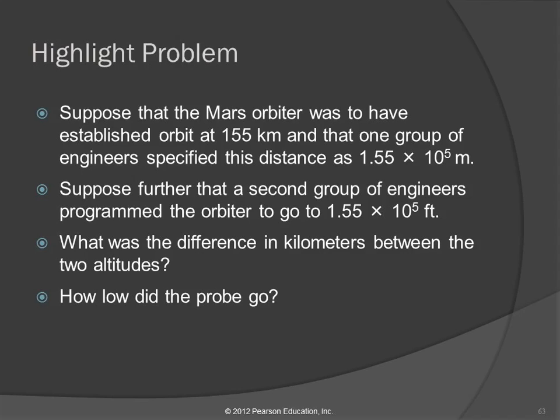So one group of engineers specified that as 1.55 times 10 to the 5th meters, which is true. Suppose further that a second group of engineers programmed the orbiter to go to 1.55 times 10 to the 5th feet. Well, we got the numbers right, we just got the little mistake with the letters at the end there. No big deal, right? Let's calculate the difference in kilometers between those two altitudes. So this is another of these kind of confusing sort of problems. A picture might be helpful. So let's draw a picture. We'll draw pictures of engineers.